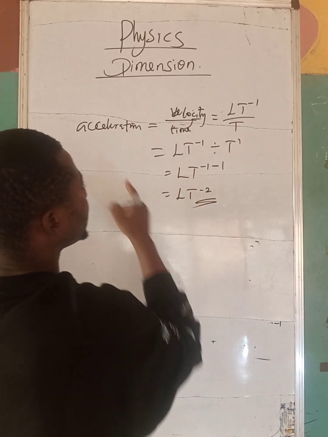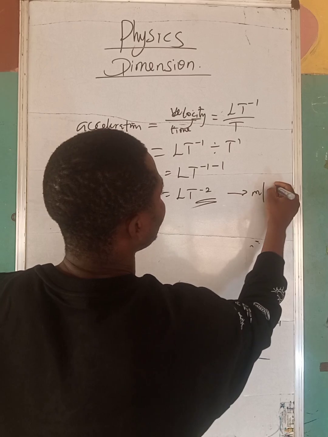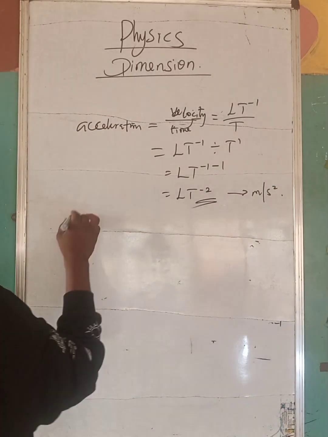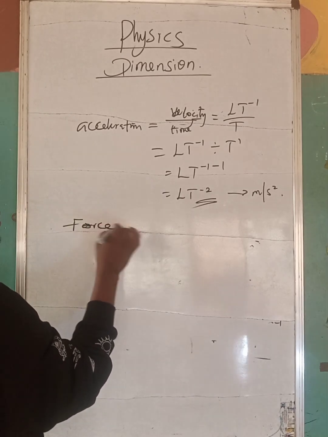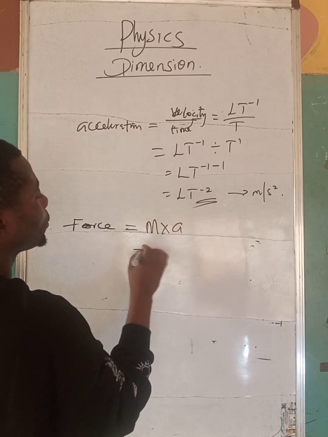So this is the dimension of acceleration. Now the unit here is meter per second squared, and that is how they got the unit. Apart from this, let's talk about force. What is the formula for force? Force is mass times acceleration.